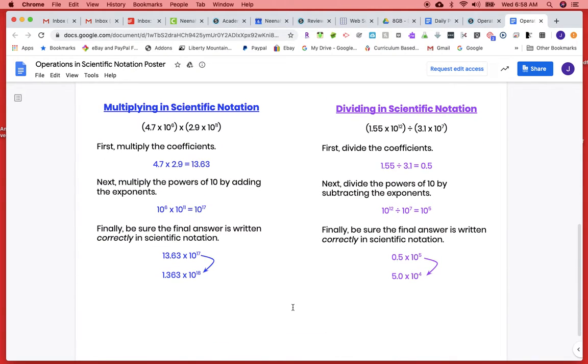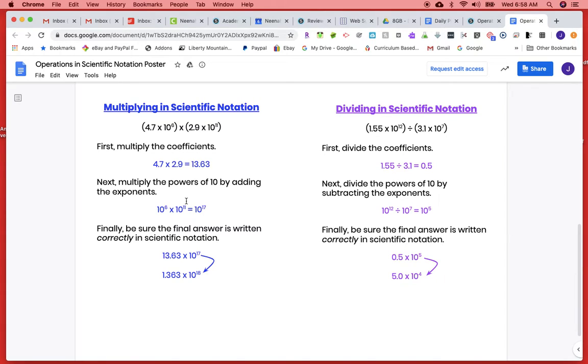Multiplying in scientific notation. So we have 4.7 times 10 to the 6th times 2.9 times 10 to the 11th. First thing we need to do is multiply our two coefficients. So we're going to multiply 4.7 times 2.9. And when we do that, we get 13.63.